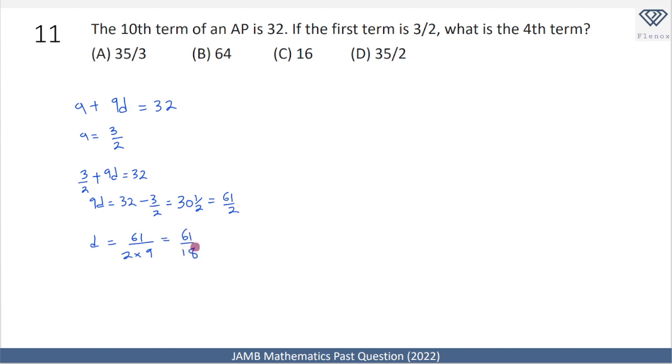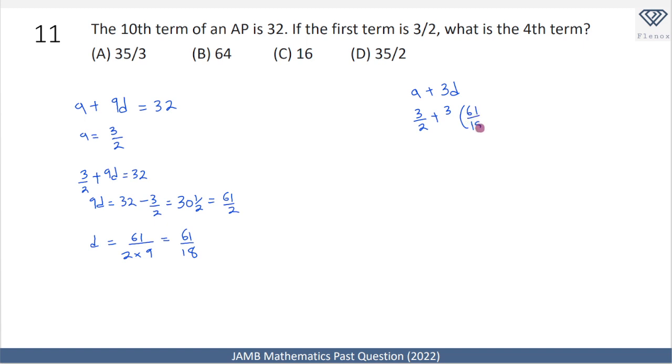But we have not been asked to find the common difference. Instead, we've been asked to find the fourth term. Now we know that our fourth term in arithmetic progression can be written as A plus 3D. Now we know what our first term is and we know what our common difference is, so we can substitute that into the equation. So our first term is 3/2, then plus 3 times our common difference, which is 61/18.